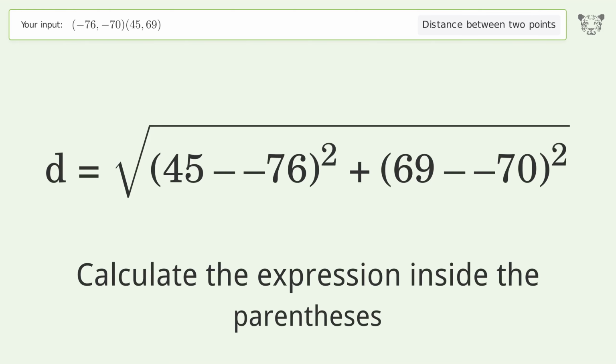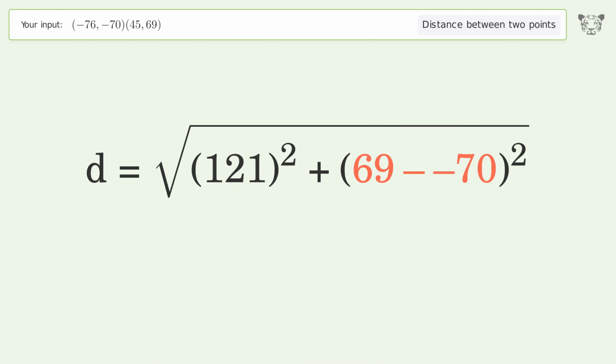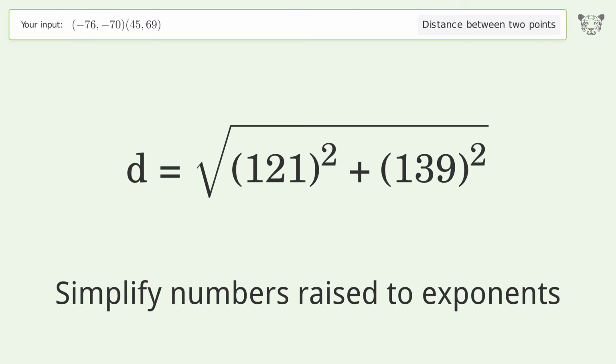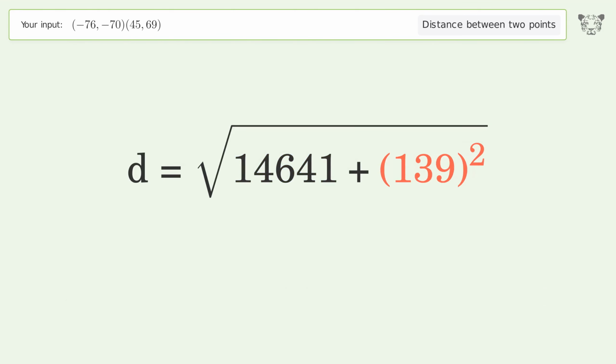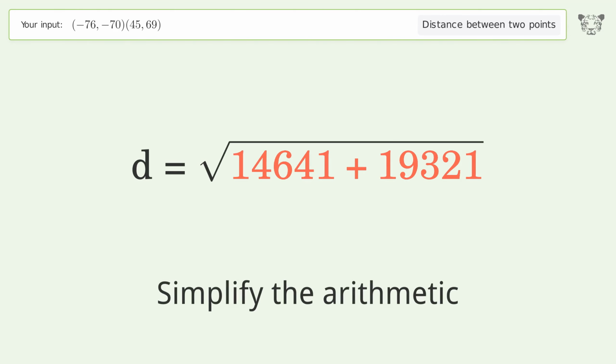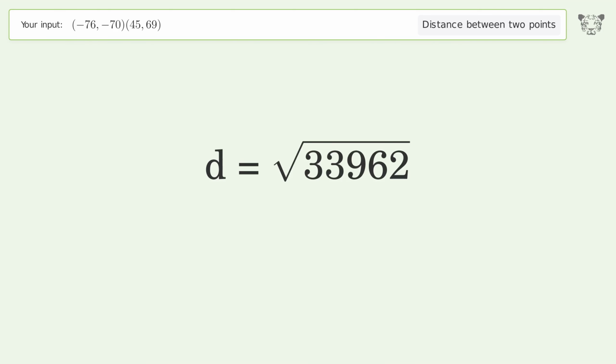Calculate the expression inside the parentheses. Simplify numbers raised to exponents. Simplify the arithmetic. And so the distance between the 2 points is the square root of 33,962 or 184.288.